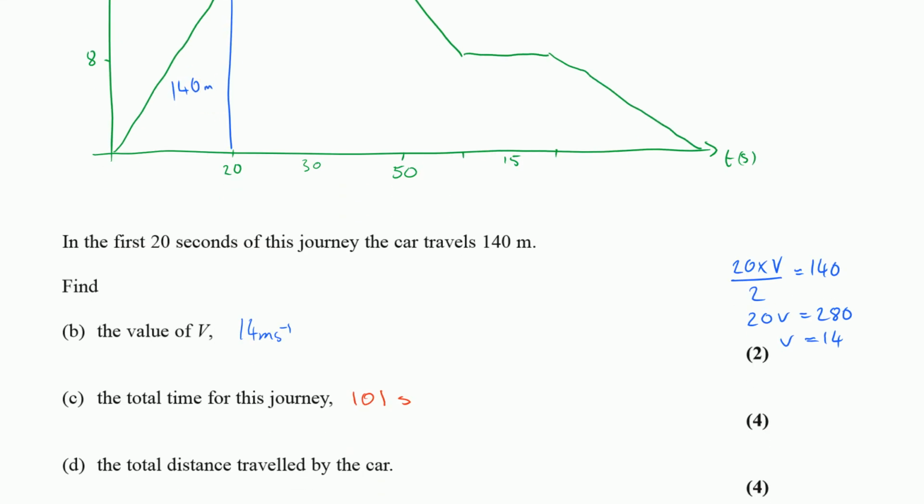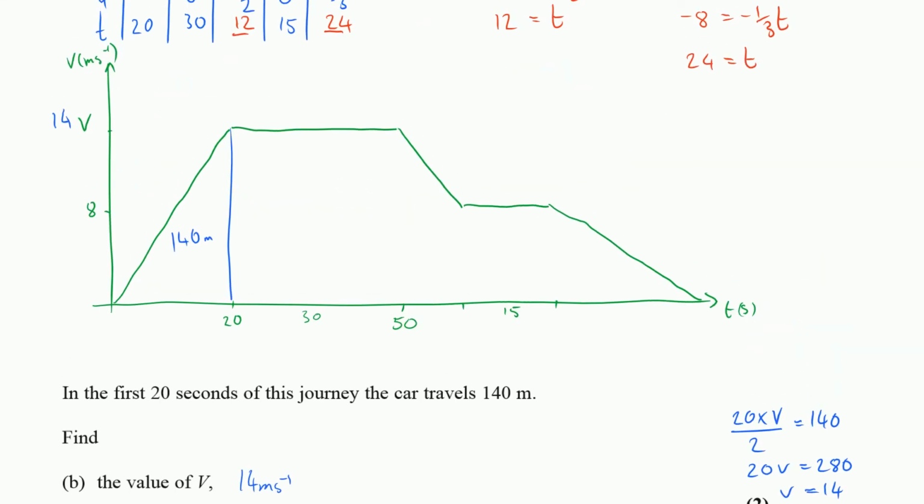The final part of this question requires me to calculate the distance travelled. So again, let's go back to our graph for this, because we know if we can calculate the area under this graph, then we'll be finding the total distance travelled. We've already got the 140 metres for the first section. The next part is nice and straightforward, because I can just do 30 multiplied by 14, which gives me 420 metres. Again, this section in here is nice and straightforward. Another rectangular section, 15 multiplied by 8 gives me 120.